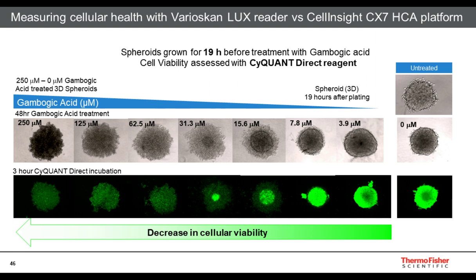With these images, you can see how they pair with one another and how the tight core of the spheroid decreases from right to left as the drug concentration increases and the cell viability decreases. Additionally, the untreated and complex structure is labeled with the CyQUANT Direct dye, meaning that those cells contain DNA and are cells that are replicating.